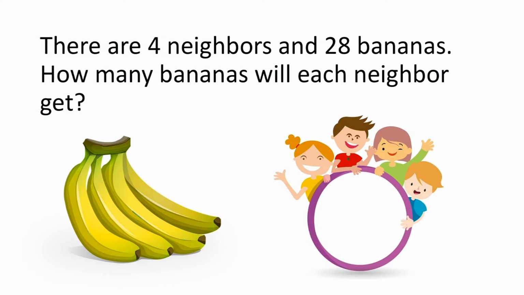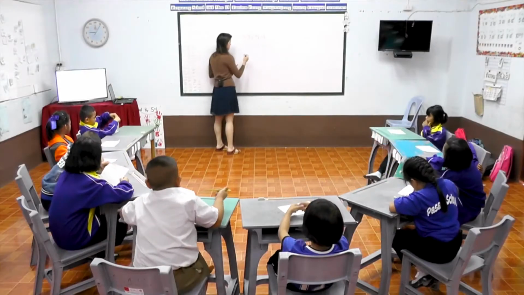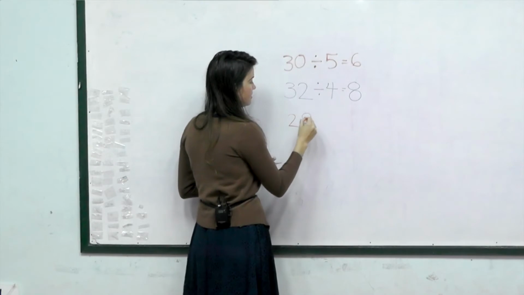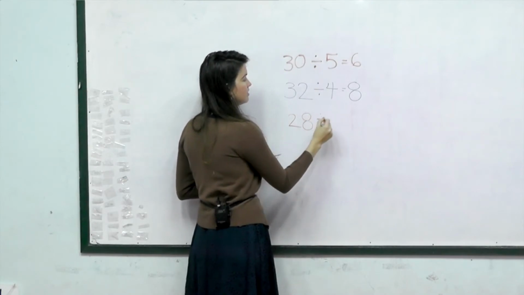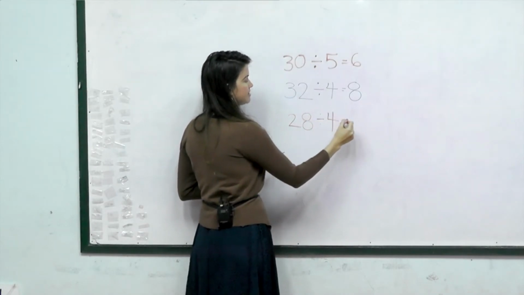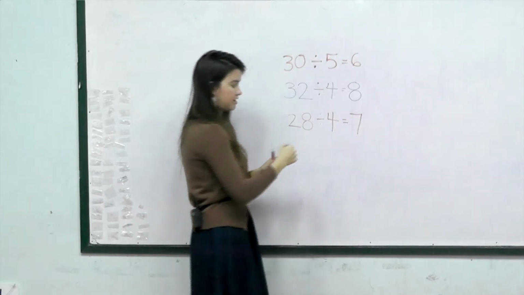What about our bananas and our neighbors? There are 4 neighbors and 28 bananas. How many bananas will each neighbor get? How do we make that an equation? Good, and how do we make that into an equation? 28 divided by 4 equals 7. Good, we take our biggest number, divided by our second number, and we get our answer.